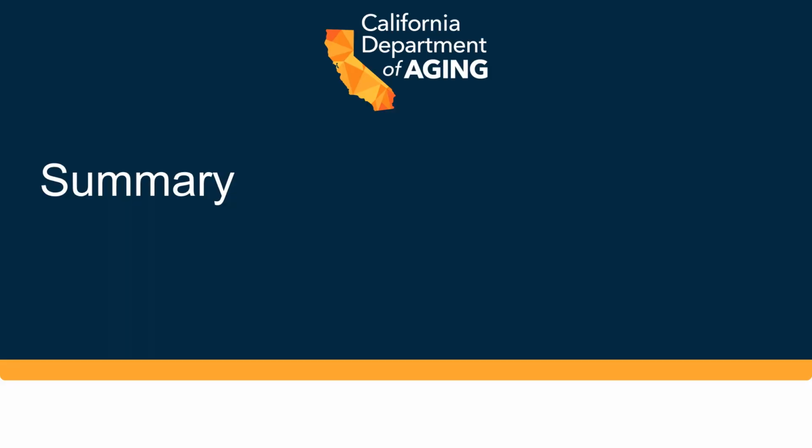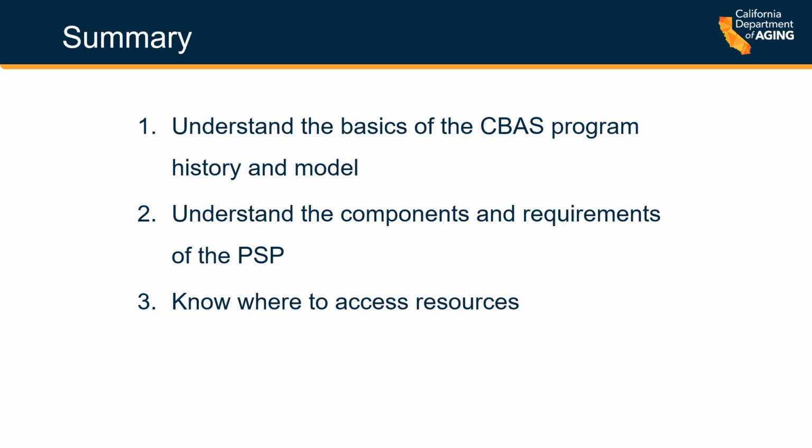We have covered a great deal of information. Let's review the objectives of the presentation. By now, you should have a better understanding of the CBAS program history and model, the PSP components and requirements, and know where to find tools and resources. We hope you revisit this presentation as needed. You can refer to the chapter title slides to help navigate through the sections.